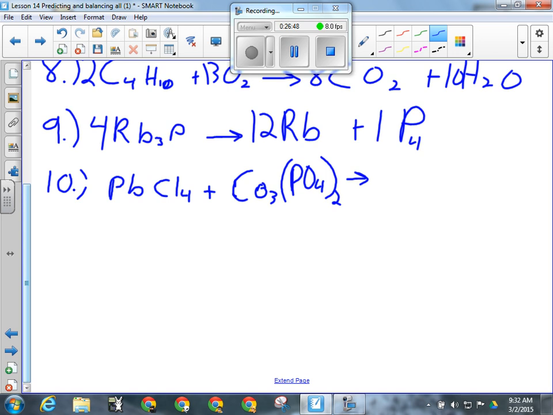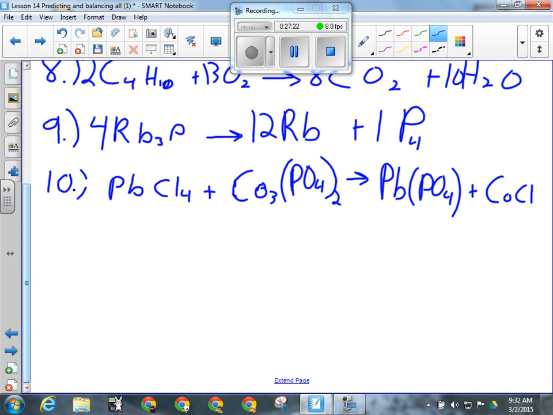I've got lead 4 chloride reacting with cobalt 2 phosphate. Okay, so now I've got to identify the reaction type. What kind of reaction has 2 ionic compounds in it? Double replacement. In a double replacement, I switch the metals. Okay, so lead is going to end up with phosphate. And I'm just going to assume it's going to need brackets. Okay, plus, okay, cobalt is going to end up with chlorine.